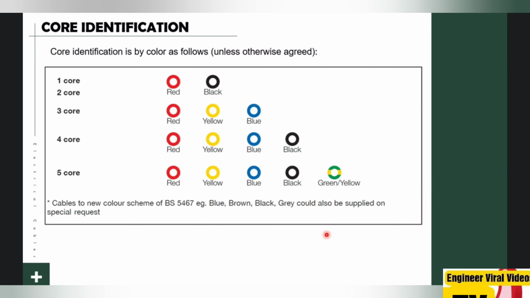Also for multiple core cables, the core identification: red for 2 core, red and black. For the 3 core, red, yellow and blue for phase 1, phase 2 and phase 3. For the 4 core, the same as the 3 core, in addition to black for the neutral. And for the 5 core cable, red, yellow, blue and black, and also for protective ground, green-yellow. This is according to British Standard 5467.